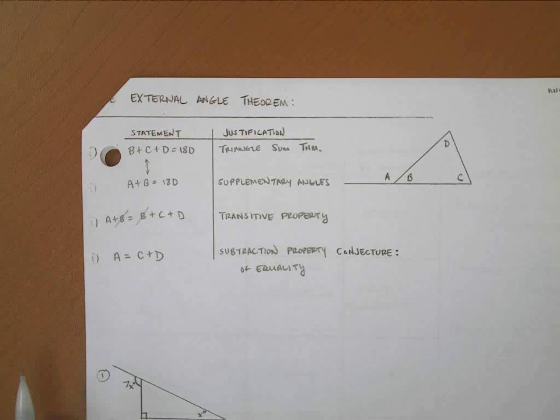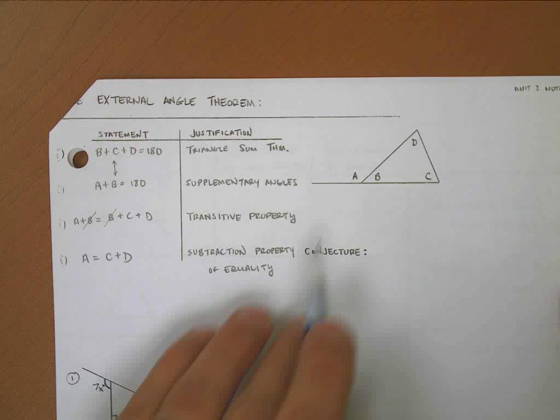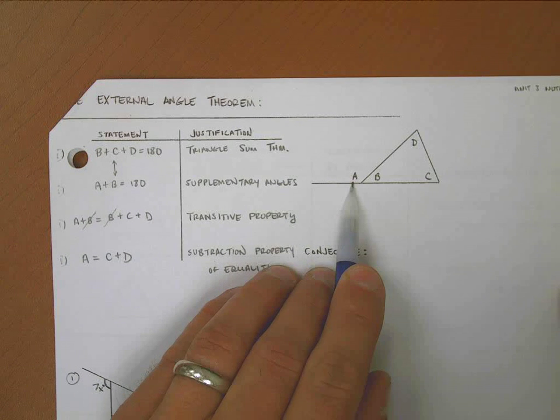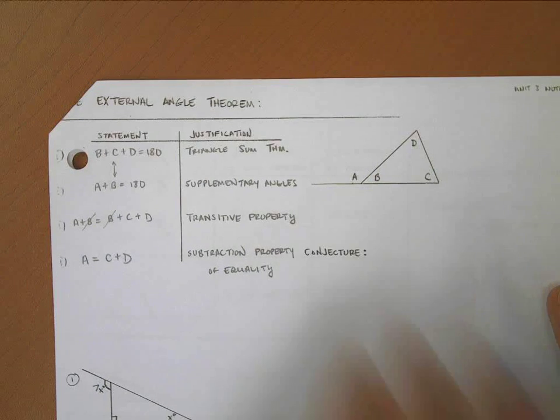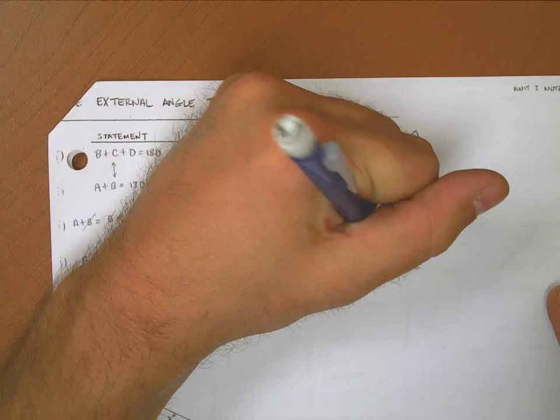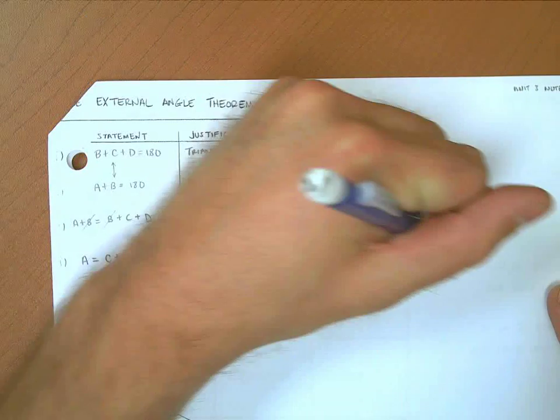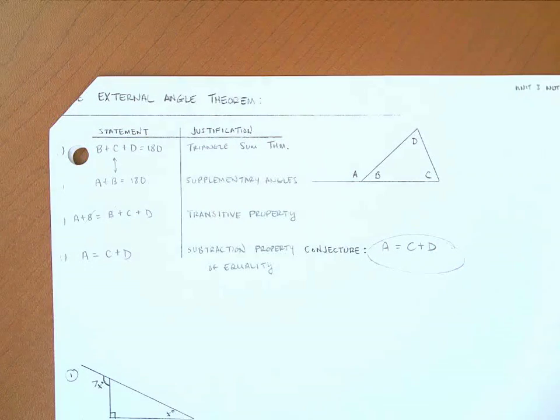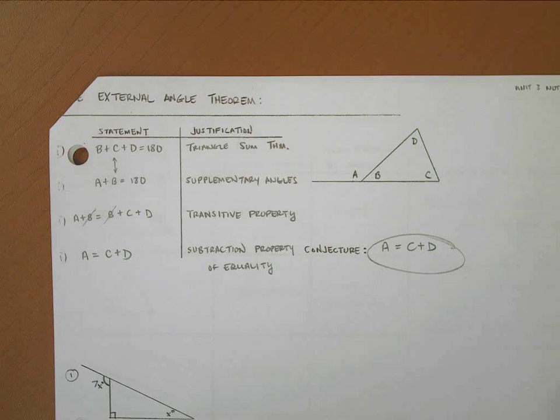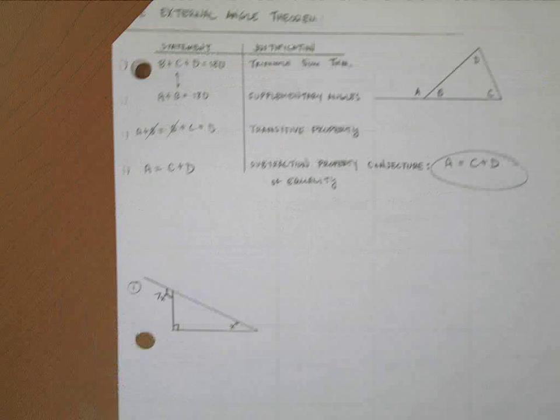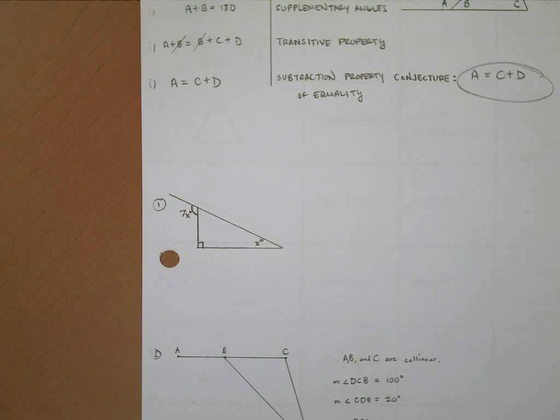But the conjecture that I can draw then is, if I have a diagram like this, that A, this angle here, is equal to the addition of the angles across from it over here. A is going to be equal to C plus D. That's a pretty important idea. That's the external angle theorem. So it takes complicated problems and makes them easier. For example, three examples. Ready?